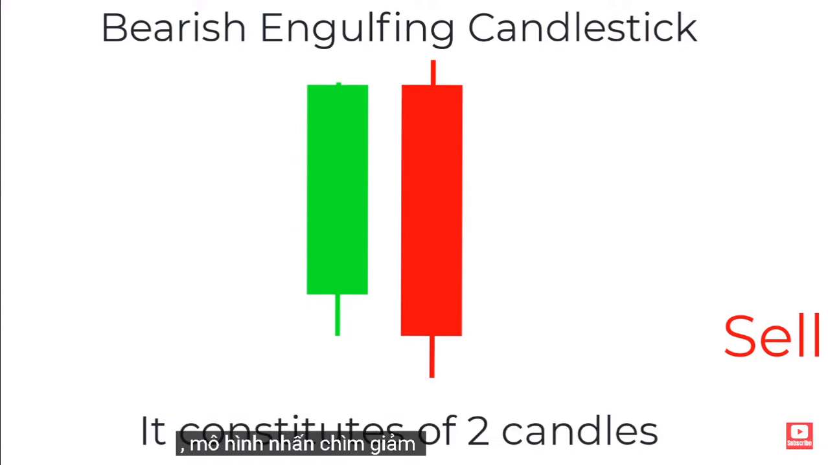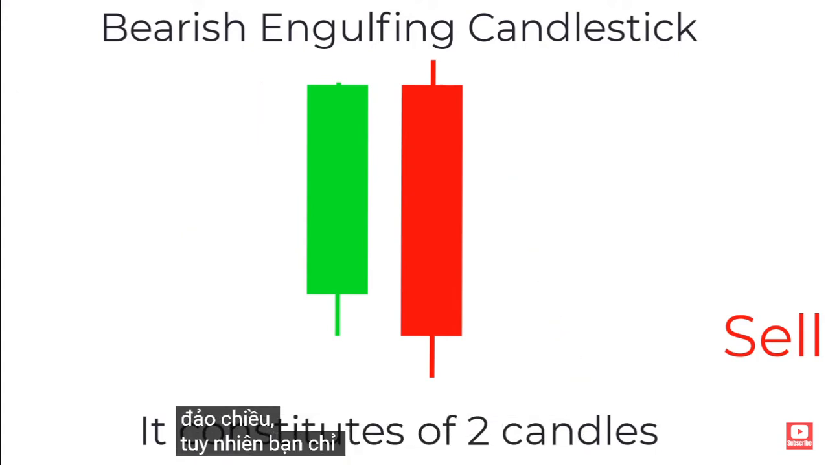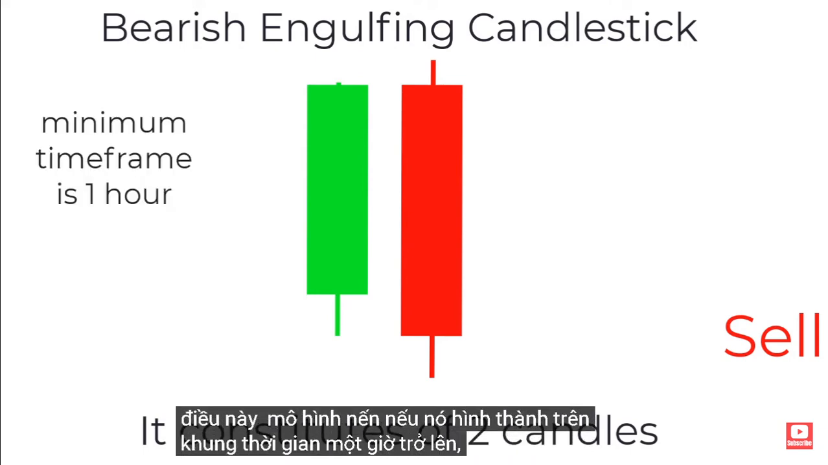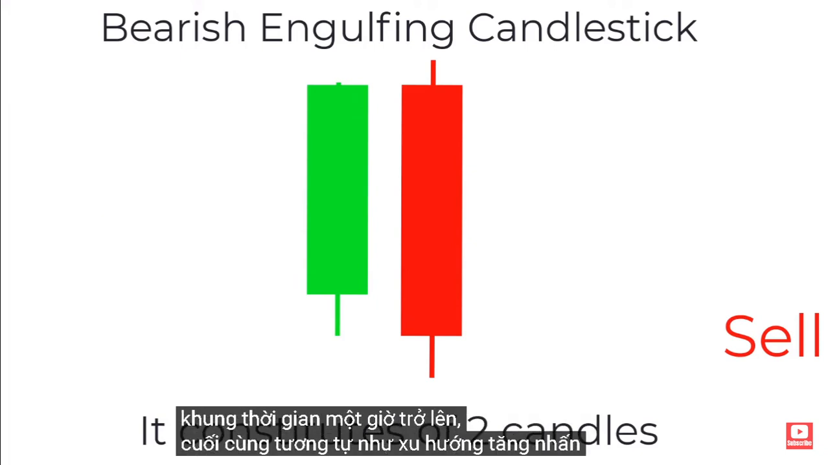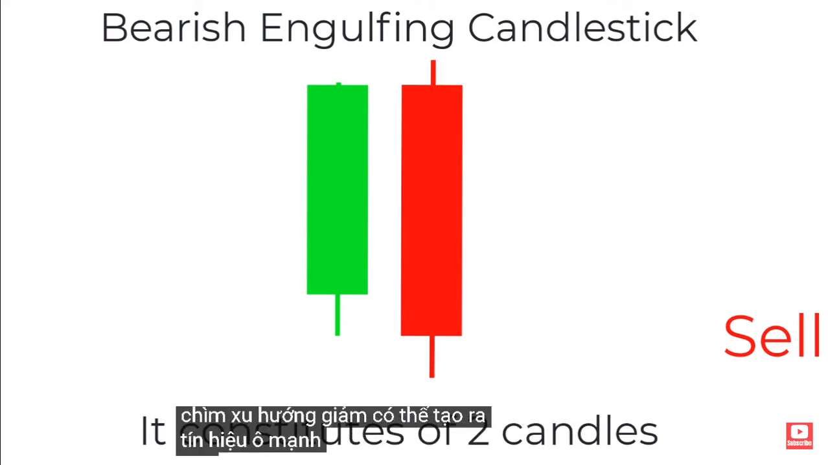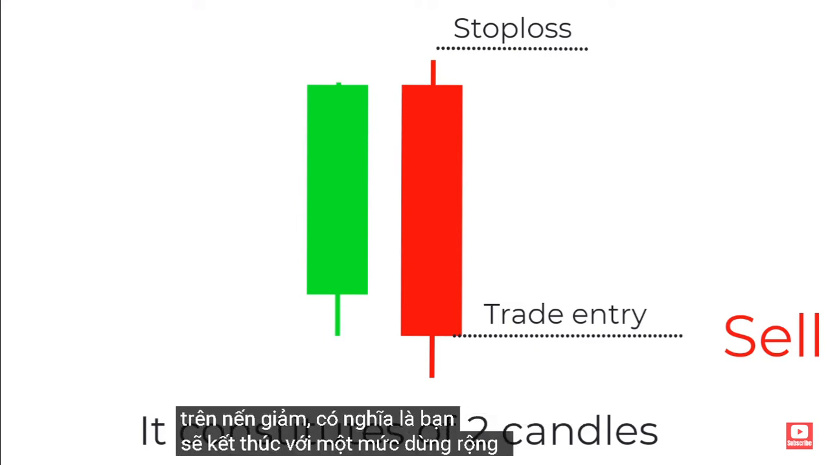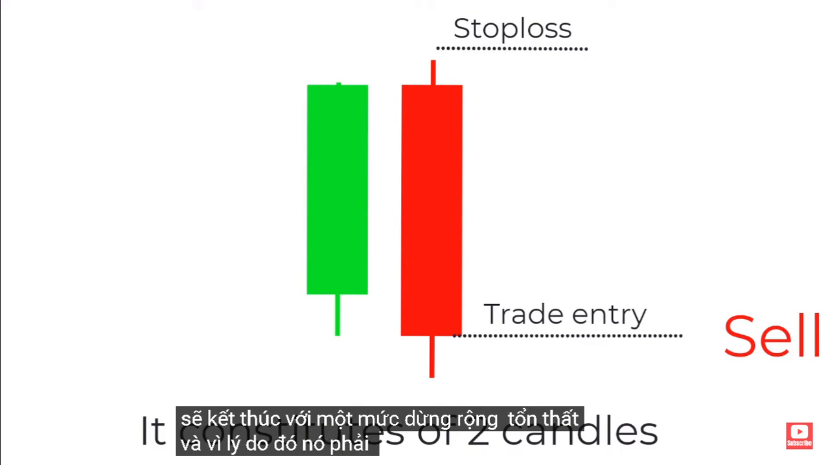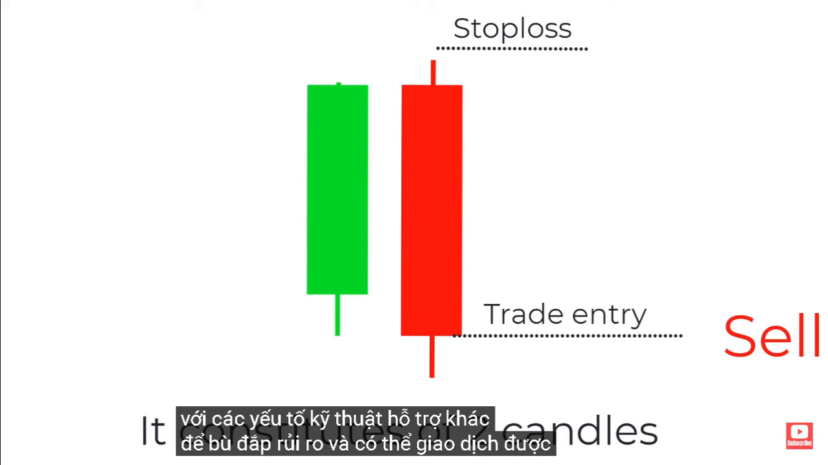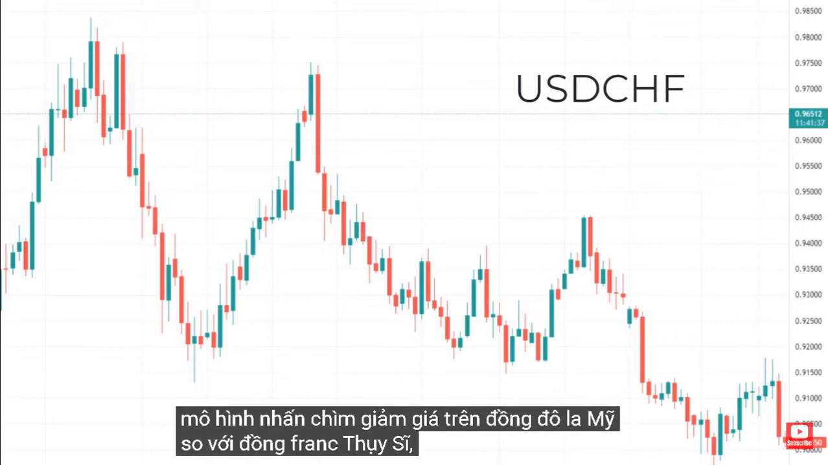The bearish engulfing pattern shows up during an up move, signaling a possible reversal. Nevertheless, you should only consider this candlestick pattern if it forms on the 1 hour time frame and above. Finally, similar to the bullish engulfing, the bearish engulfing can produce a strong sell signal. However, you must place your stop loss above the bearish candle, which means you will end up with a wide stop loss. For that reason, it must be combined with other supporting technical factors to offset the risk and become tradable.